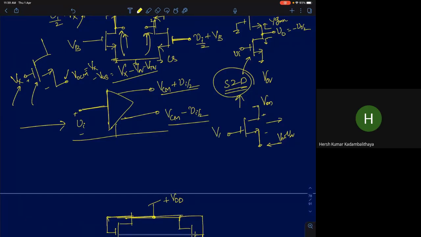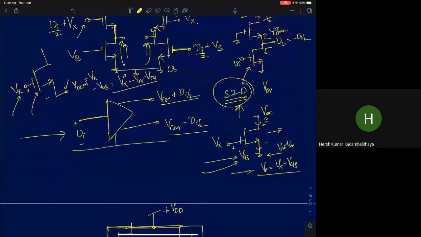See, the gate voltage is at Vx. The gate to source voltage, I'm calling it VGS. So the output voltage V0 will be equal to Vx minus VGS, the VGS of this device. Once you fix your bias current at DCS, this is fixed. VGS is fixed. Okay, then you get this.